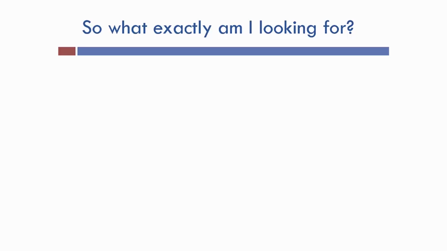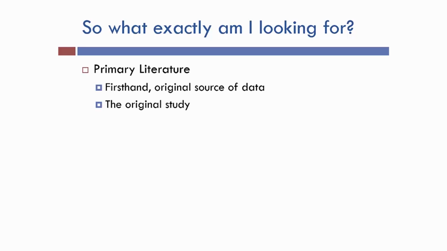Don't get burned. Now, when you do your lit review, what exactly are you going to be looking for? Well, you're going to be looking for 2 things. You're going to look for primary literature and secondary literature. Well, the primary literature, that's your firsthand original source of data. So you may have the original data or original example.